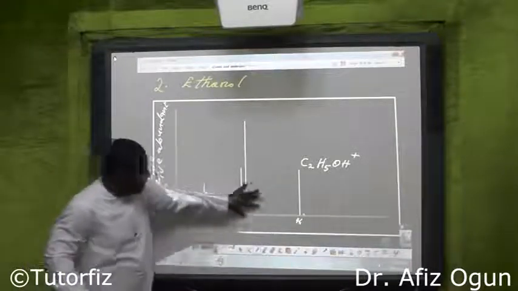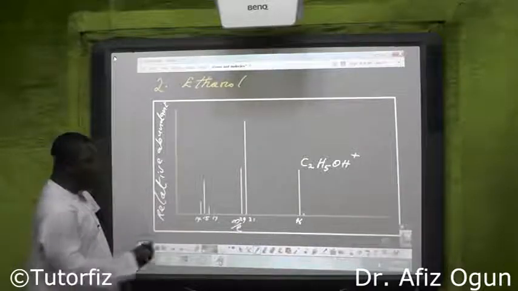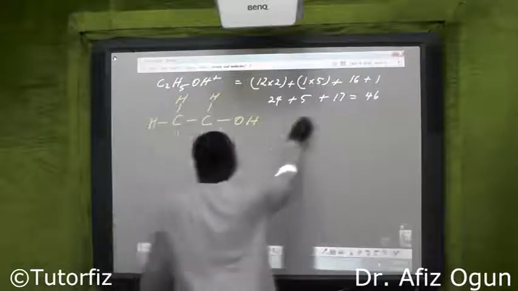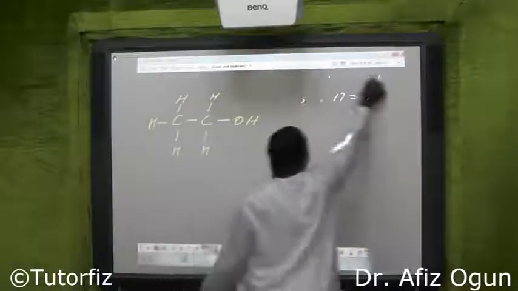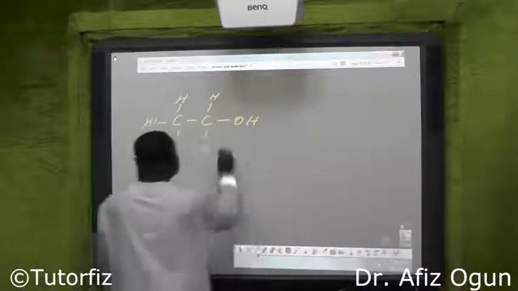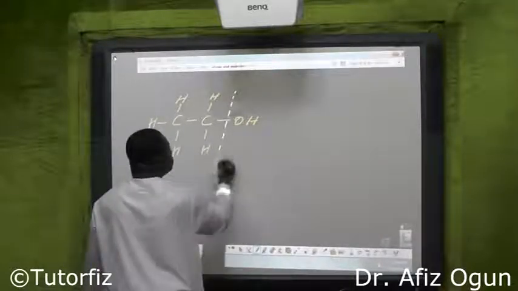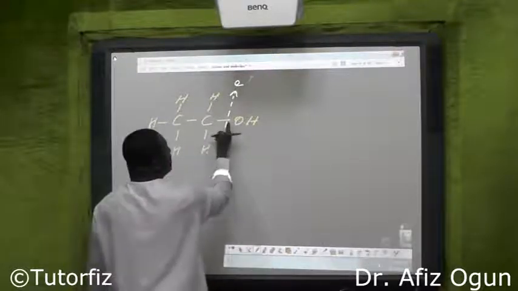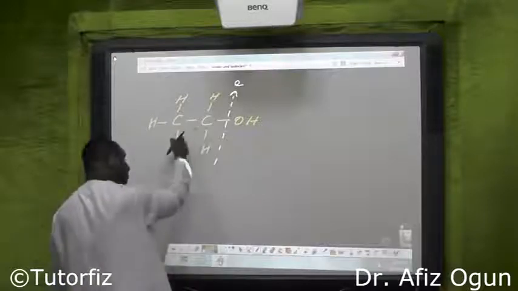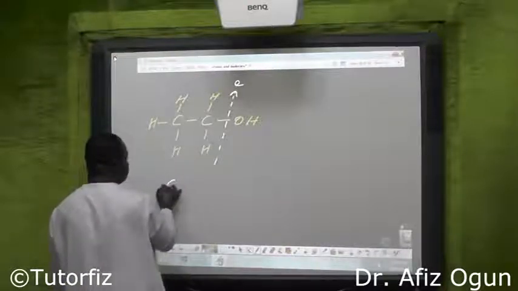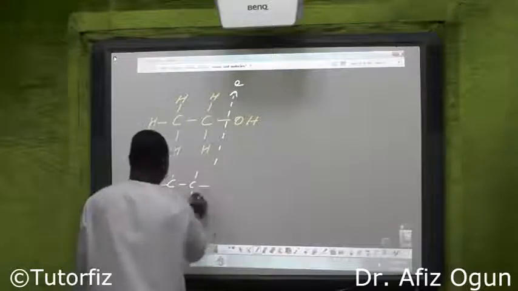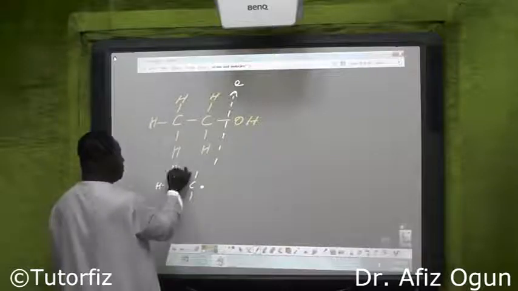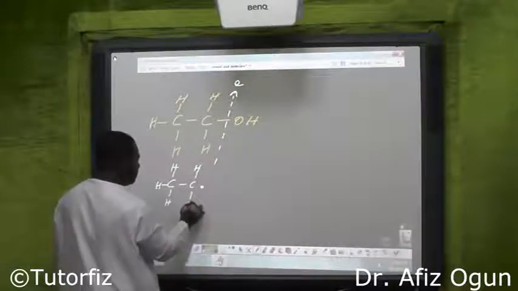Now these are fragments. Where are they from? Let's look at it. There are a lot of possibilities here. This bond will be broken, one electron knocked off, and one electron stays with this. If it stays with this, that's a possibility. We have C, and this becomes a free radical.